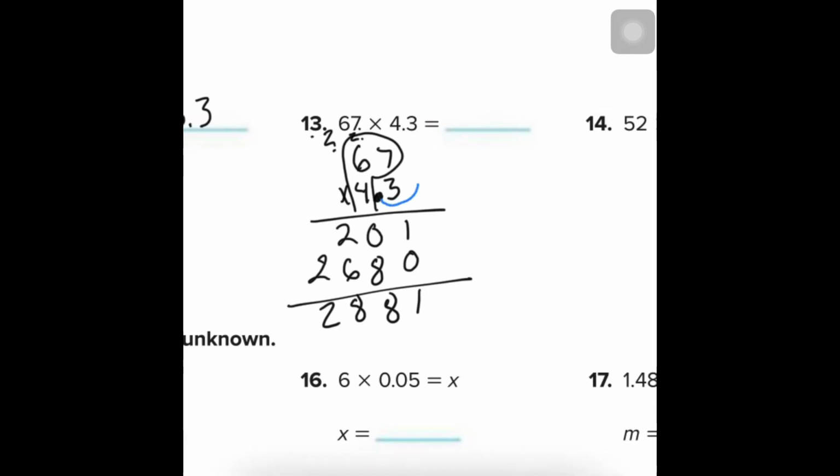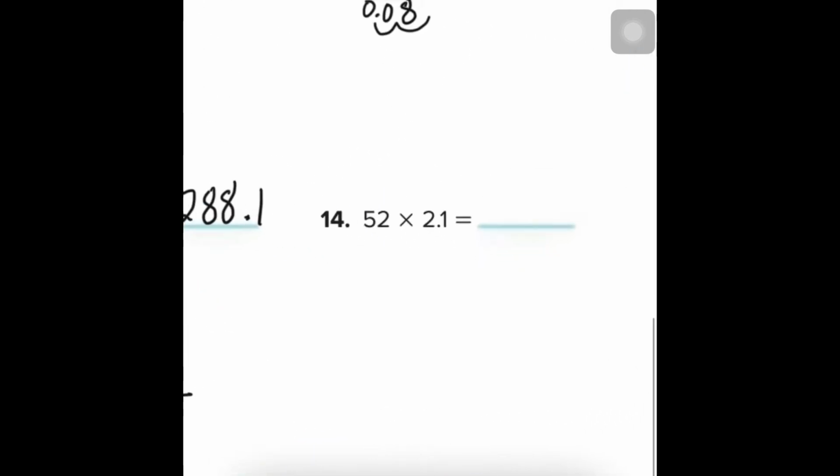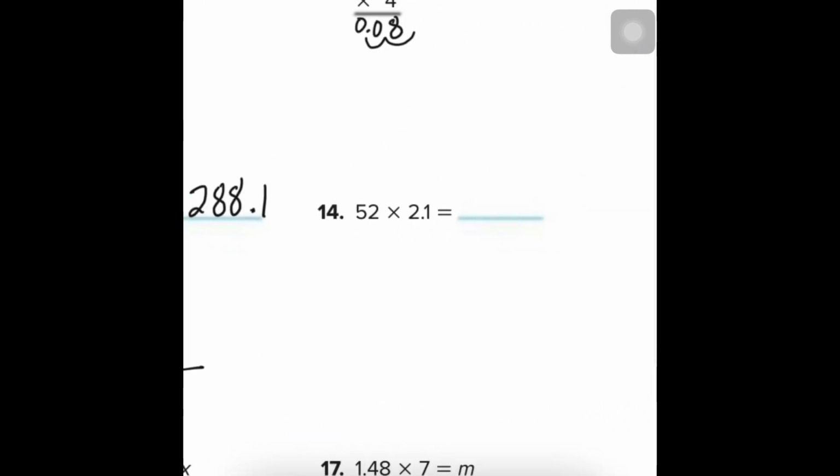And I'm going to use a different color to show this. So we go over 1 spot. So then I'm going to go over 1 spot right here. So then my answer is 288.1, or 288 and 10 hundredths. 10 tenths. Get confused there.